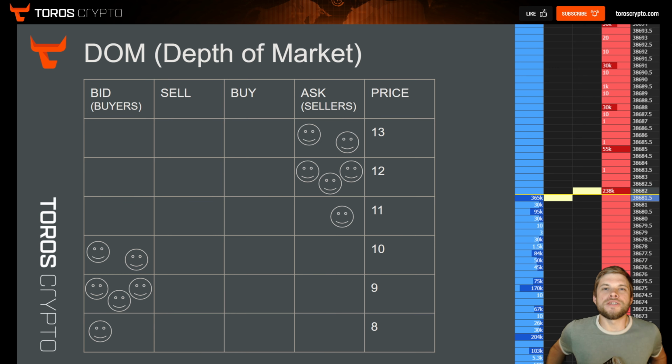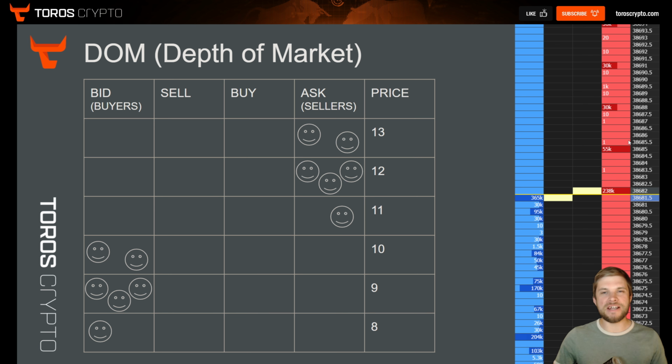Okay, so welcome to my little demonstration here. Now what you see in front of you is the same as what we had on that previous screen. You can see the dark blue, that middle section, the dark red, and what you have there is your bids, your sells, your buys, your asks, and we've also added the price here on this right hand side.